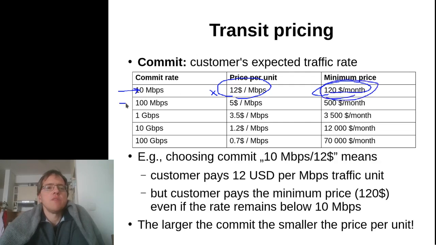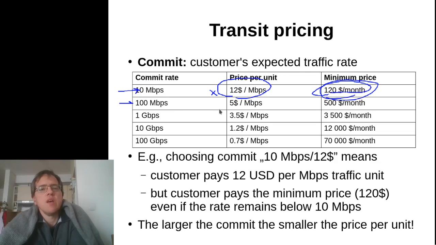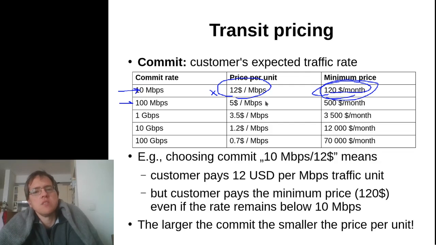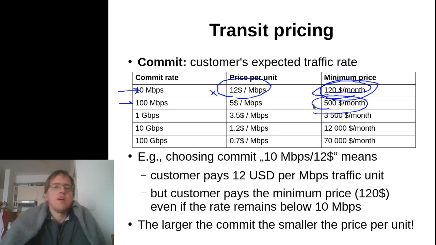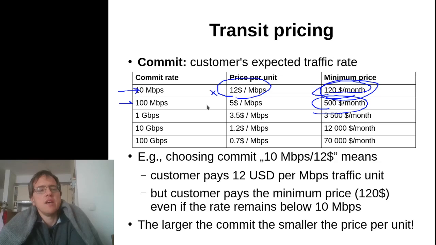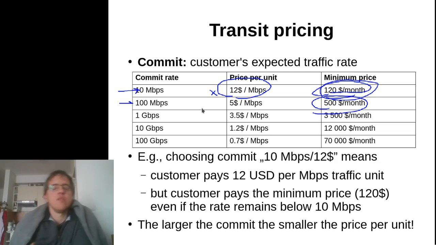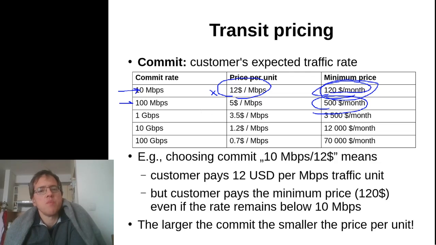Now, if the commit is 100 megabit per second, we immediately see that the price per megabit per second falls way below what we had in a smaller commit. So if the commit is higher, the price per unit is much lower. So this is basically a cheaper option for the customer. But the problem is that whenever its traffic does not reach 100 megabit per second, it will still be charged for the minimum amount for this particular rate. So the commit is actually the minimum rate by which the customer will be priced.